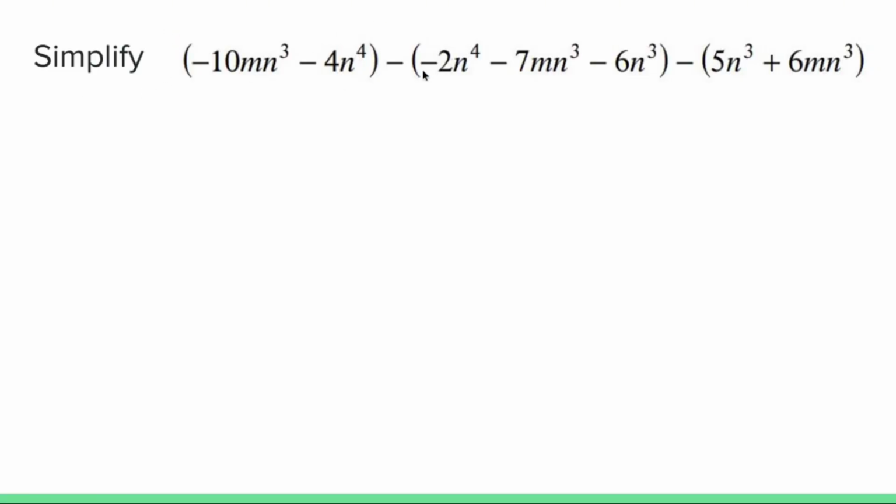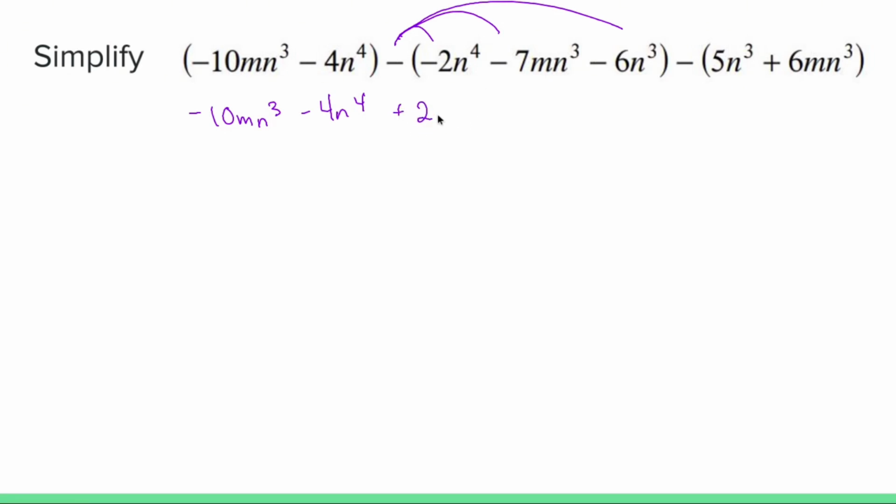Simplify this parentheses minus that parentheses minus that parentheses. Well, when you have nothing in front of the parentheses, you don't need it. So this is negative 10mn cubed minus 4n to the fourth. When you have a negative in front of parentheses, you distribute the negative. So everything inside the parentheses gets its sign flipped.